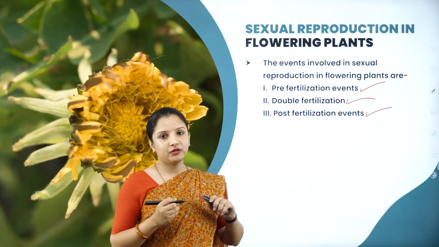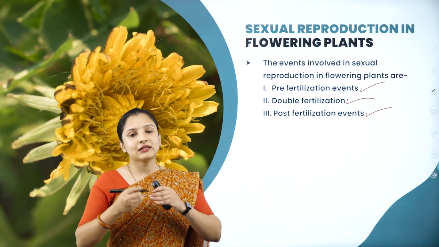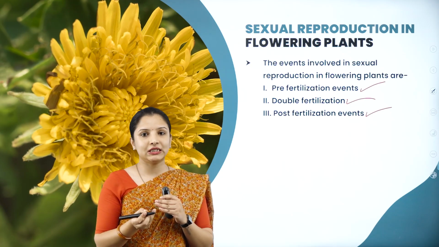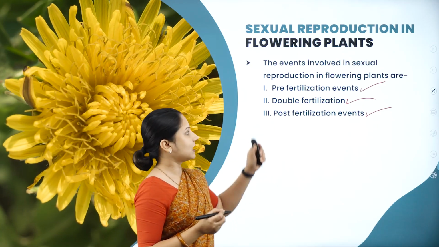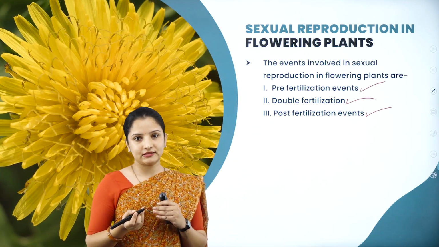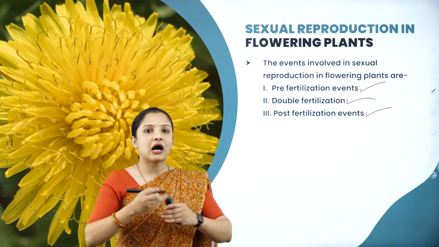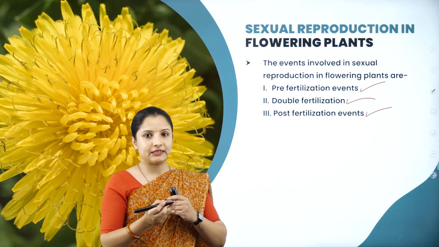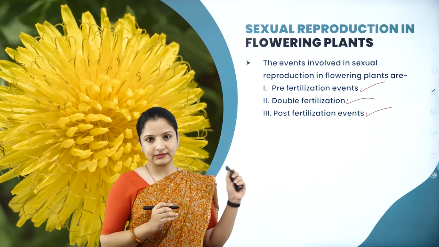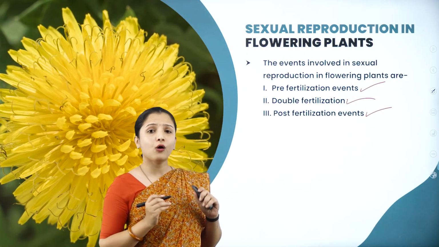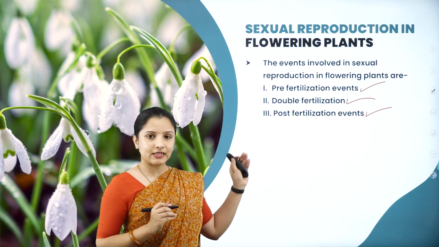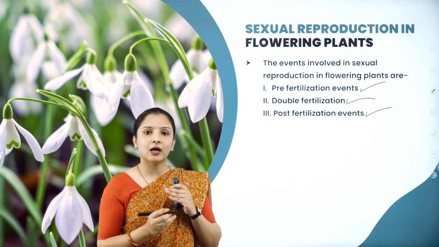Once double fertilization occurs, the next process, that is the setting of the seeds and so on, will take place. That comes under the post-fertilization event. Post means after. So after double fertilization, you have the post-fertilization events. All these events we'll be studying one by one in detail in the coming sessions.